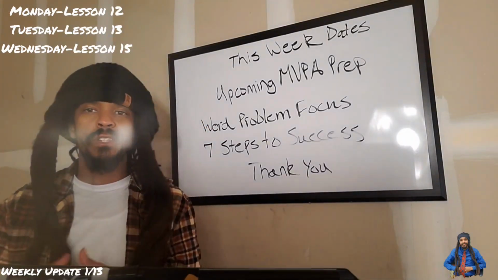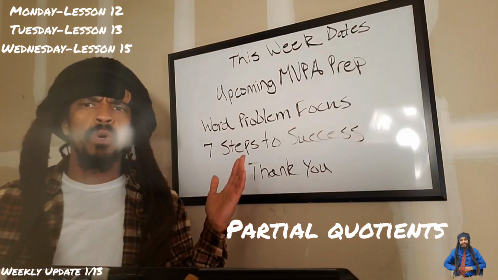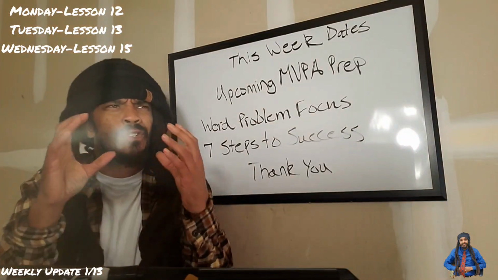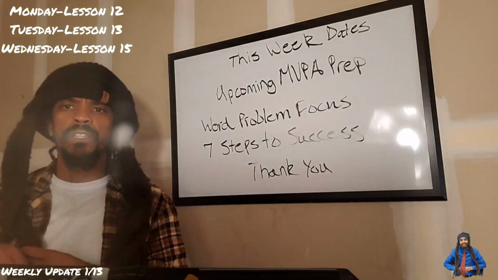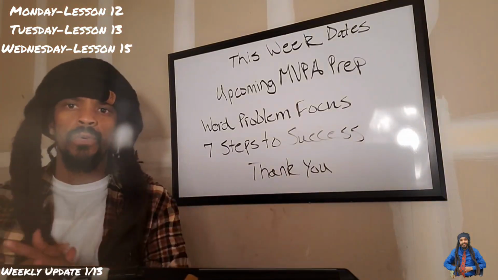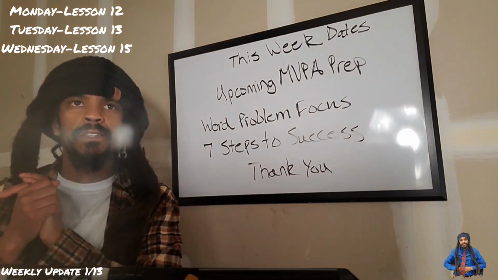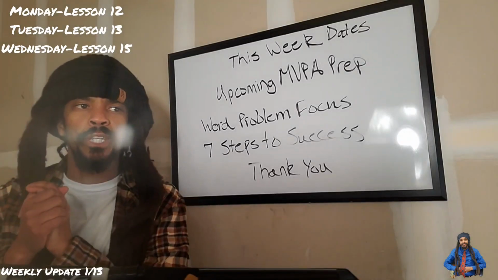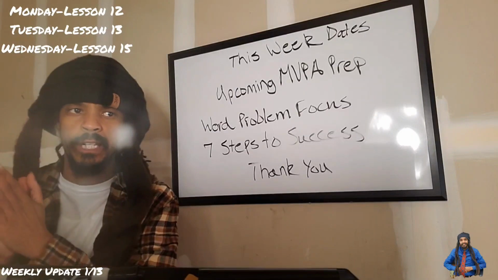All the strategies that we're learning are pretty much all partial quotients, but they're in just different structures. And lesson 12, the last structure, is in the format of the big 7. But like I said, it's still partial quotients, and the homework assistance video is up. Lesson 13, the homework is going to be a combination of everything that we've done the last 3 lessons.